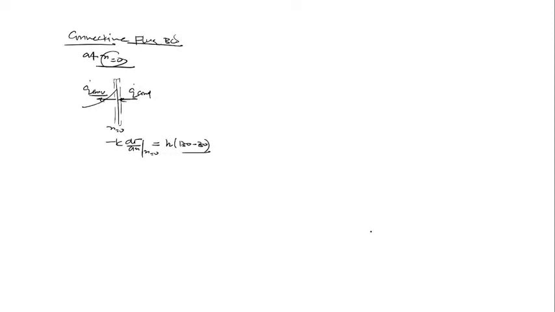My dear student, that is the very important point you should bother about. Can I write in this direction? I have written minus K dt upon dx. I can't write. Why? Because if I write in this way, then I get dt upon dx negative, while if you see carefully, dt upon dx is positive here.